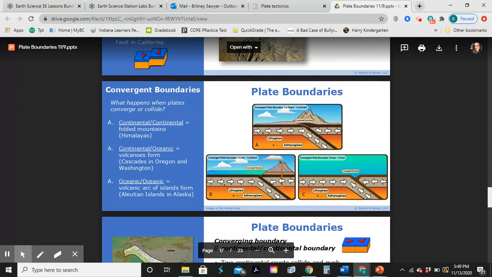Convergent boundaries. What happens when plates converge or collide? There are three different kinds of collisions. You have continental to continental, which form folded mountains such as the Himalayas. You have continental to ocean, which is where volcanoes are formed, such as the Cascades in Oregon and Washington. Then you have ocean to ocean, which is the volcanic arc of islands that form, such as the Aleutian Islands in Alaska or the Hawaiian chain of islands in the Pacific.